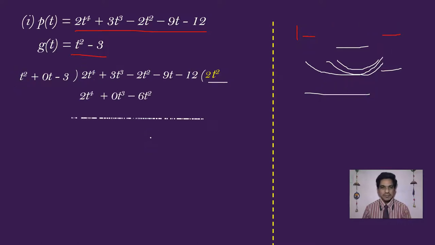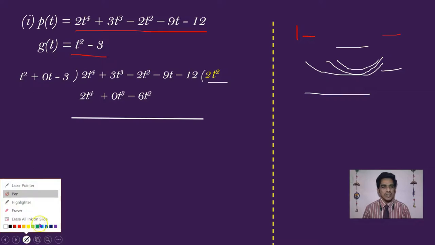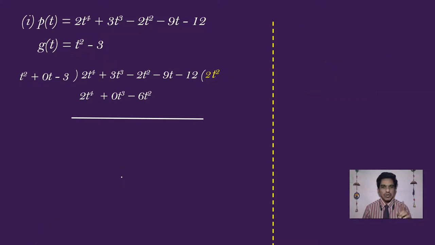Now you have to do the subtraction. When we subtract, we know that you have to change the signs of the second polynomial. So 2t⁴ becomes minus 2t⁴, plus 0t³ becomes minus, it's okay if it is plus or minus because the coefficient is 0. Minus 6t² becomes plus 6t². Let us do the subtraction. 2t⁴ minus 2t⁴ is 0. Here you have plus 3 and 0, so it is plus 3t³. And here in the t² part you have minus 2 and plus 6. It's not minus 6 anymore. So minus 2 plus 6 will become plus 4t².